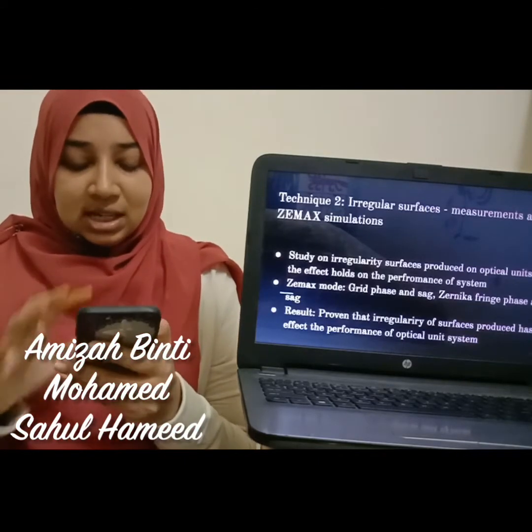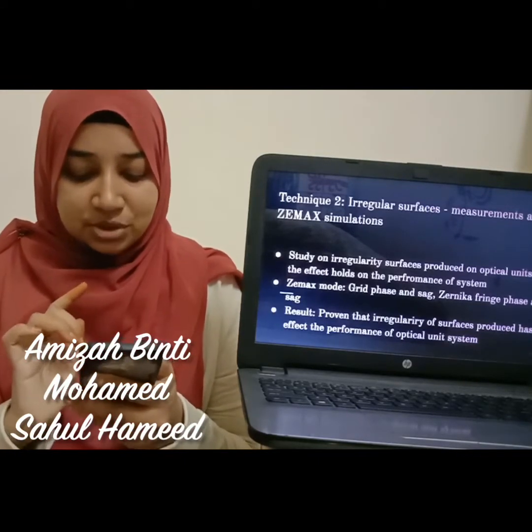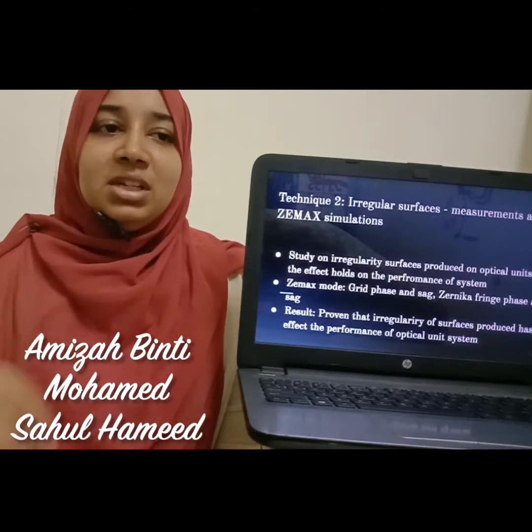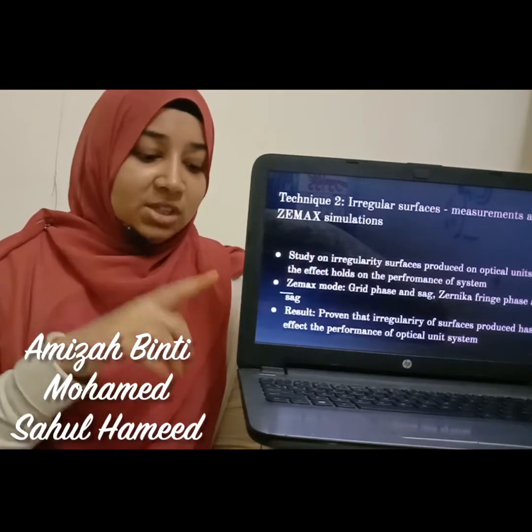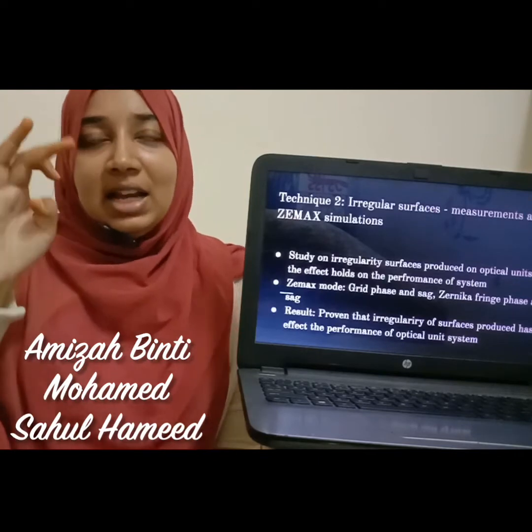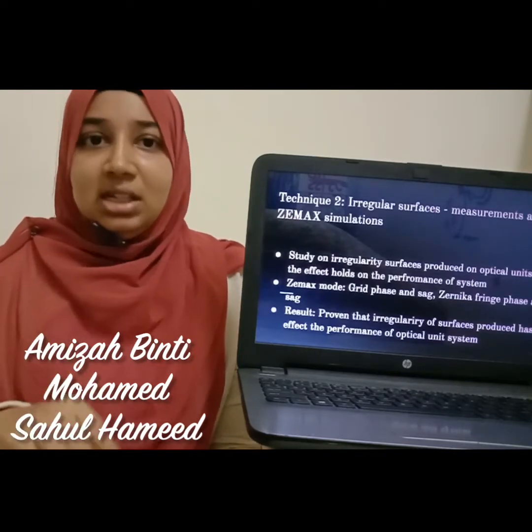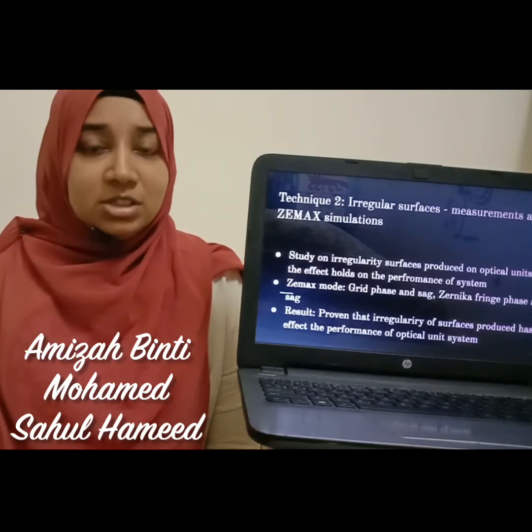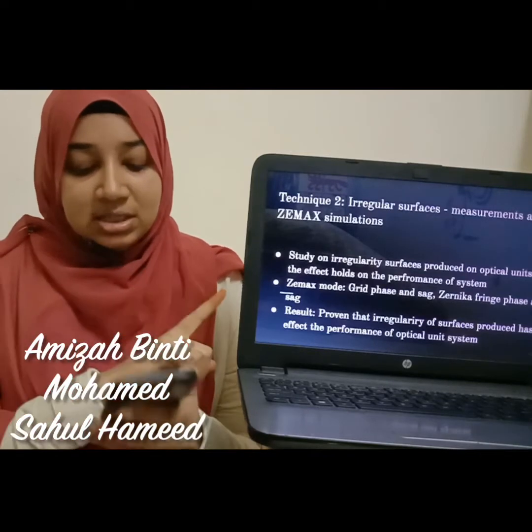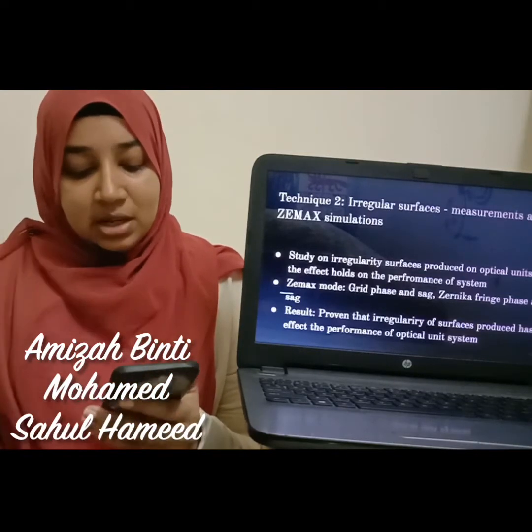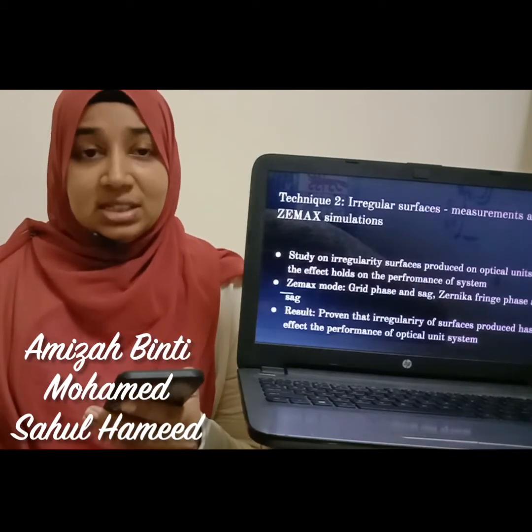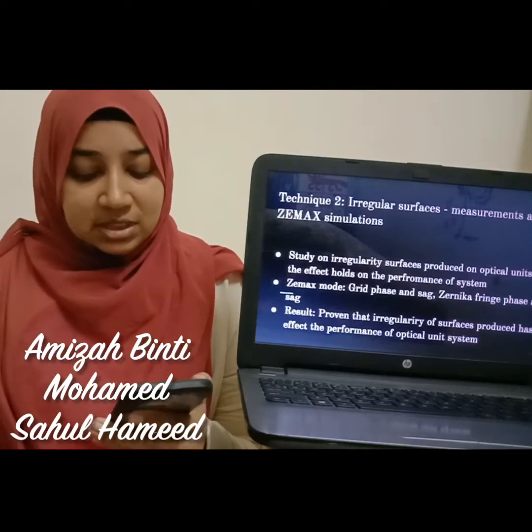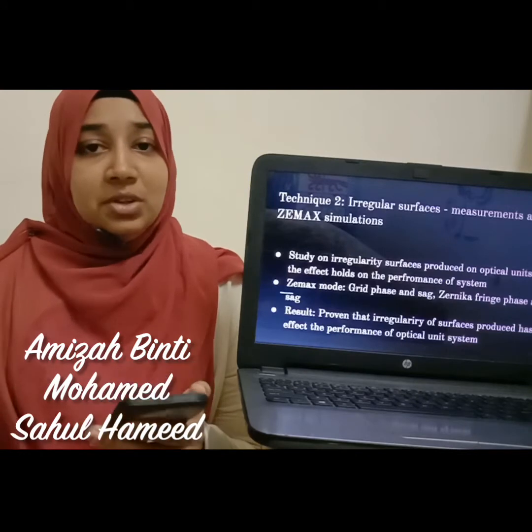Okay, this paper studies irregularity of surfaces produced on optical units and the effect on the performance of the system. Meaning that in the previous technique 1, the input rays are unevenly distributed. So here, they study the effect of the irregularity on the performance of the optical system. They use grid mode in Zemax, which is grid phase and sag, and also Zernike fringe phase and sag. The result reported from this paper proves that irregularity of surfaces produced has affected the performance of the optical system.